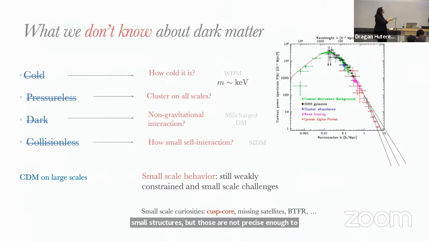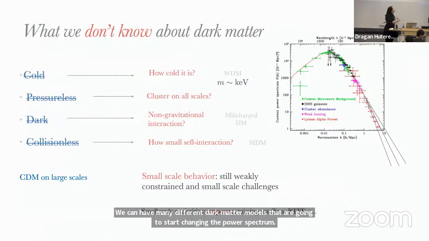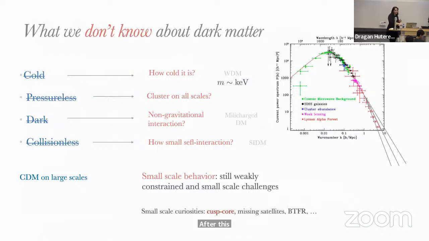And that's why we can have warm dark matter, millicharged dark matter, self-interacting dark matter. We can have many different dark matter models that are going to start changing the power spectrum after the scales we measure from the large scale structure. More than that, there are also some small scale curiosities that we see in our universe that tell us that maybe dark matter doesn't behave quite like CDM.